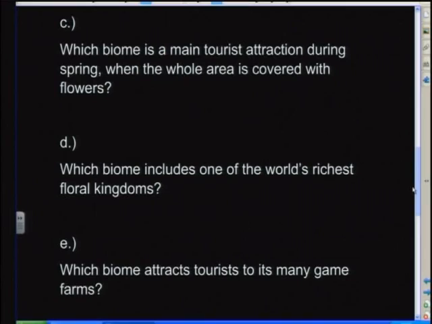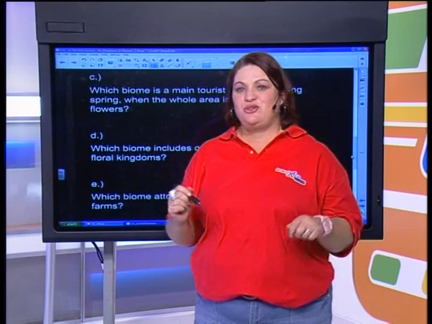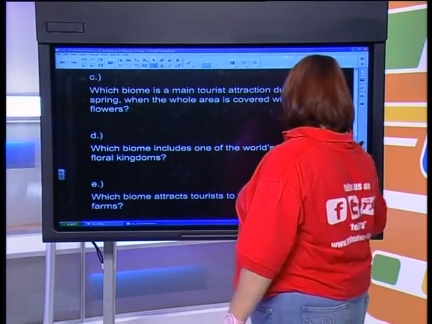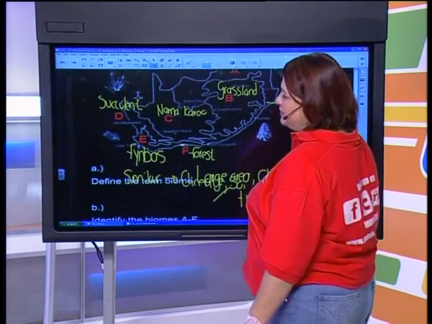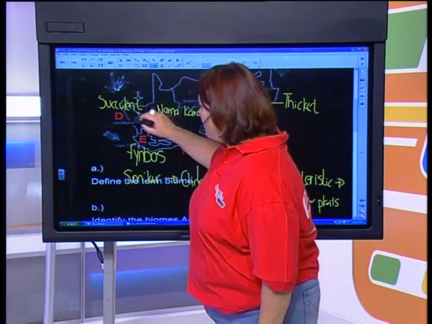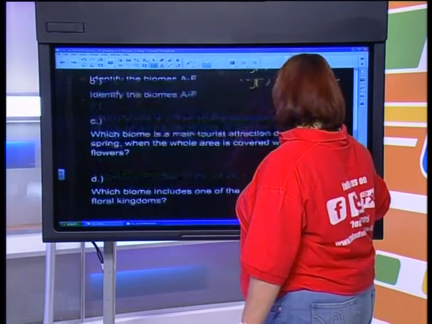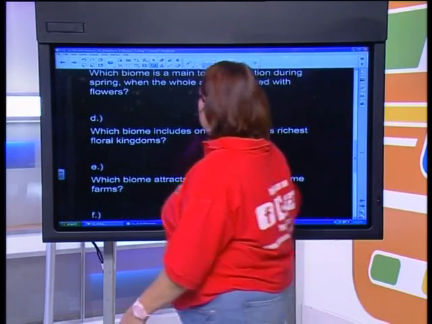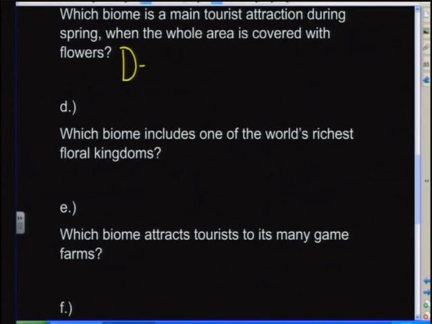Which biome is a main tourist attraction during spring when the whole area is covered with flowers? Those are the Namaqua daisies. Which one is covered with flowers? Come on, I'm sure you know. Here we go. Number D, which is our succulent karoo.